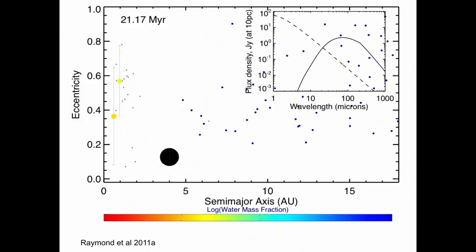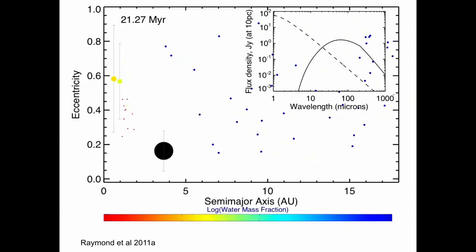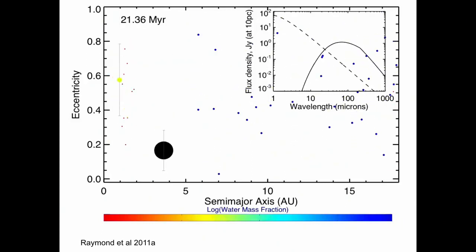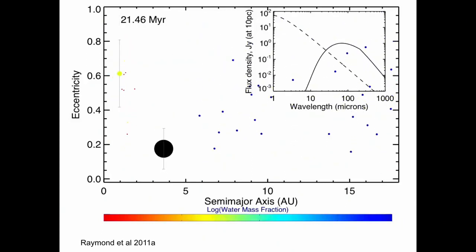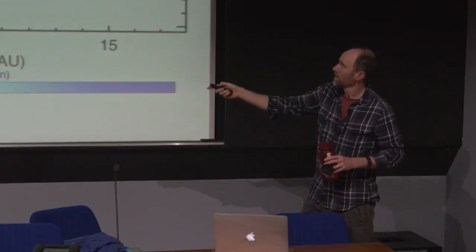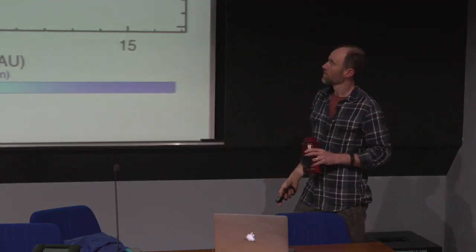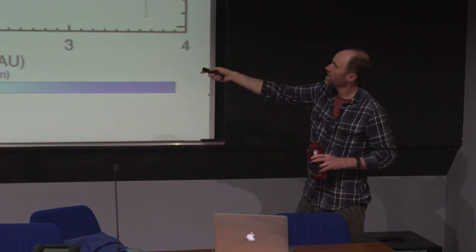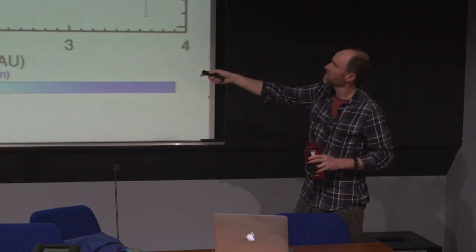I chose this example because most of the rocky material was dumped onto the star. But in this case, I chose this one because you're an astrobiology audience, because in this case, one planet did survive. It's kind of hard to see, but we'll zoom in on it in a sec. So one planet survived on a very weird orbit. It's a very, very eccentric and inclined orbit.